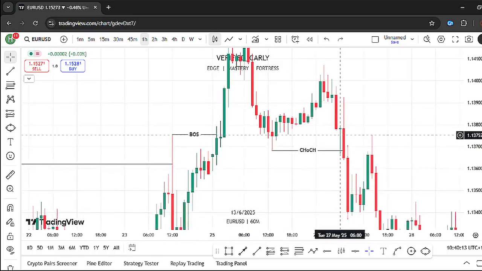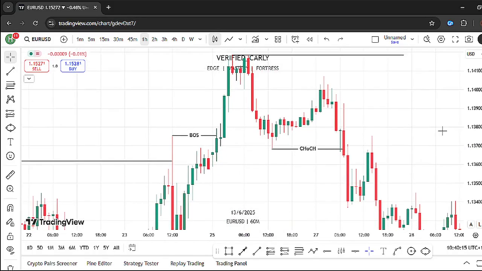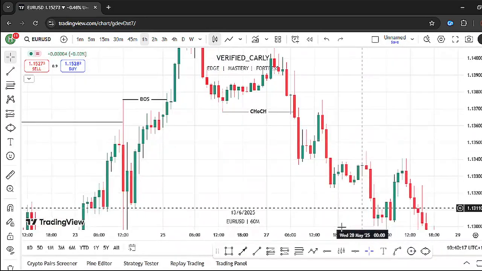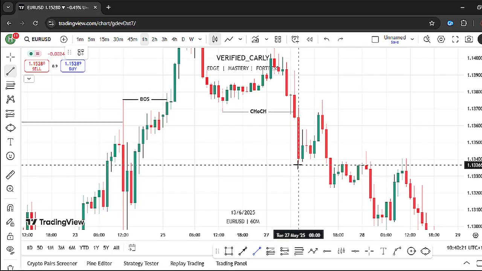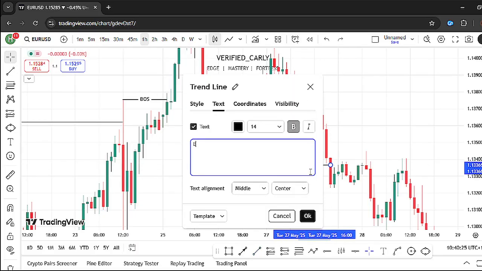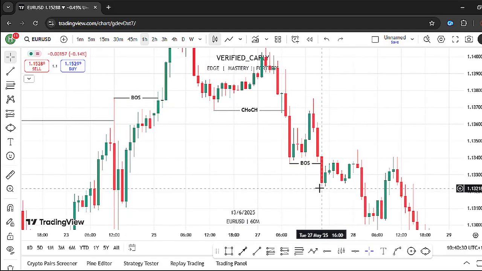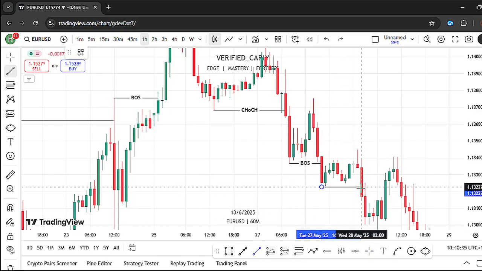Then after the change of character, what did price do? Price now started breaking structures to the downside, right? This is a break of structure. This is a valid break of structure, right? This is another valid break of structure. So you are seeing it, right? This is another valid break of structure.